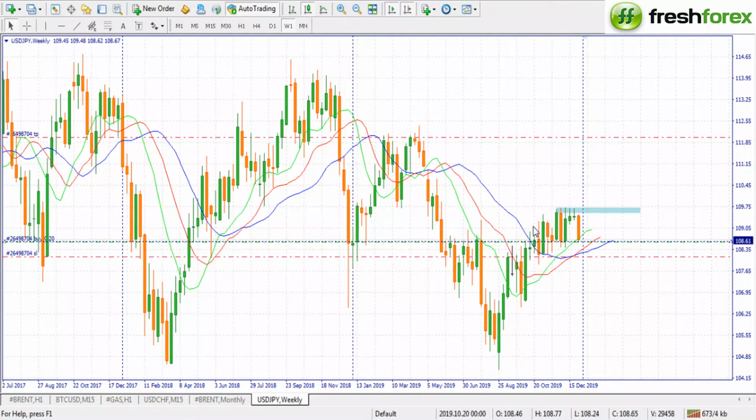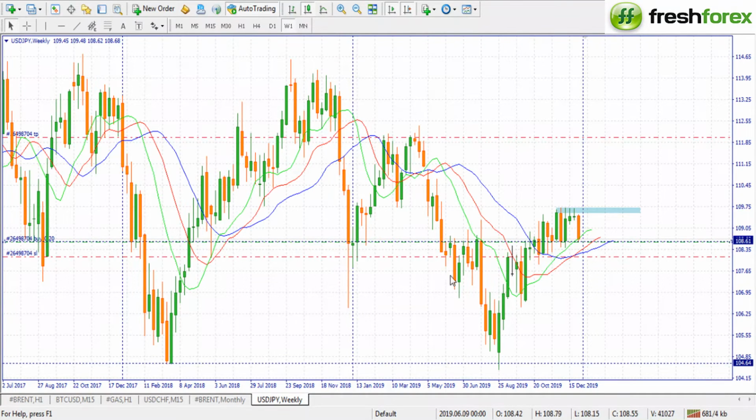So if you are looking at this chart now, you are supposed to be waiting for a buy if the price bounces off from that level, or for a sell if the price breaks and closes below 108.6. If that's the case, then we do expect a continuation to the lower side up to this point here.